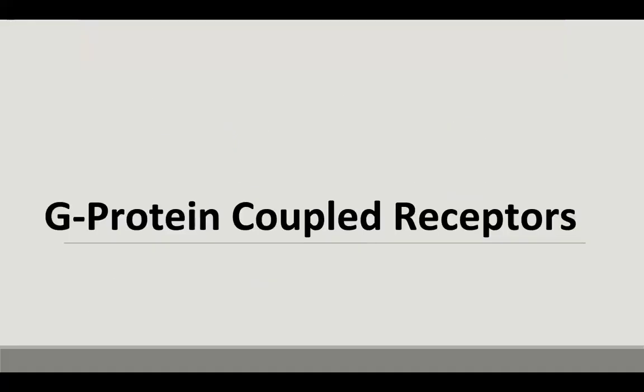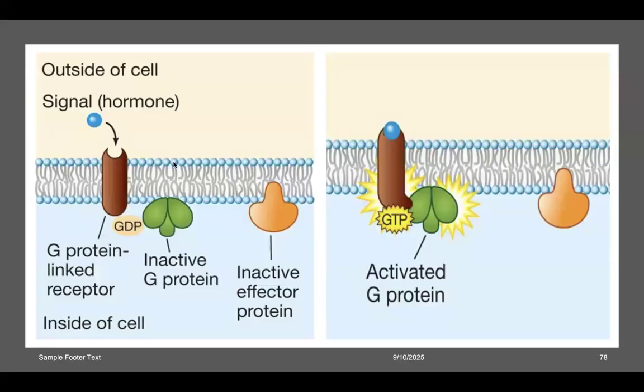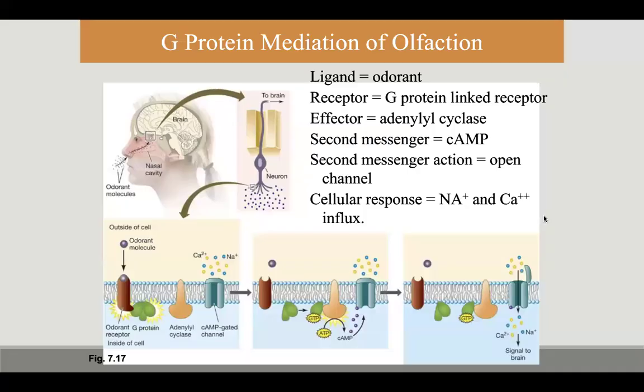Next, you have G protein coupled receptors. G protein coupled receptors are extremely important for a multitude of reasons. The pathways are similar for almost every sort of receptor. So here, on the outside of the cell, a signal binds to the G protein linked receptor. Next, you have an inactive G protein. Because that signal bound to that G protein linked receptor, that inactive G protein becomes activated. That activated G protein then goes and binds to this effector protein. That effector protein becomes activated, which then causes further signals.